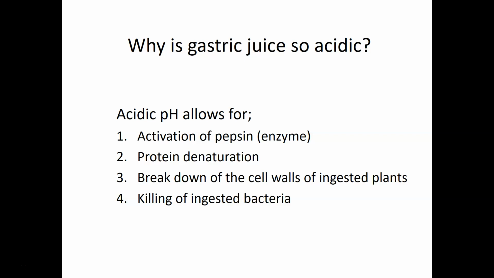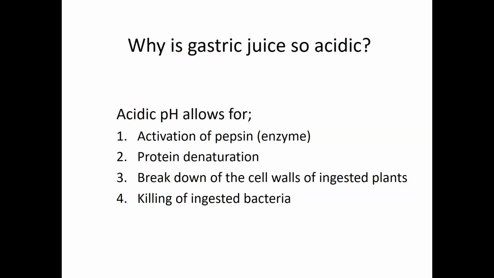So the pepsin, it's indicated on the slide here, but that's the active form of pepsinogen, which is initially secreted in the gastric juice. It only becomes active when it hits the very low pH environment of the lumen of the stomach. And that's also true for gastric lipase.